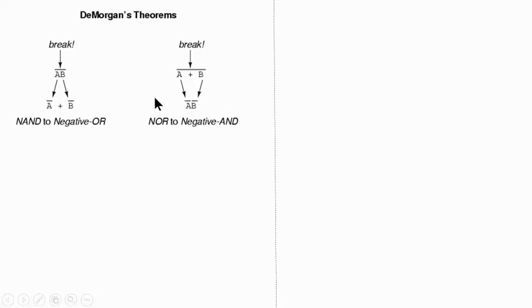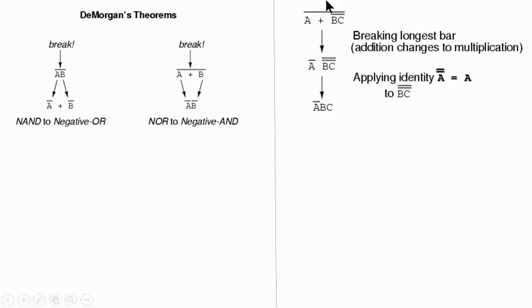So let me give you more examples. Here's an example. If you have A plus B C complement, and the whole complement, how do you simplify it using DeMorgan's theorem? You first break the longest bar right here, and based on DeMorgan's theorem, this will be this thing complemented times the complement of B C, and the double complement gives you BC.